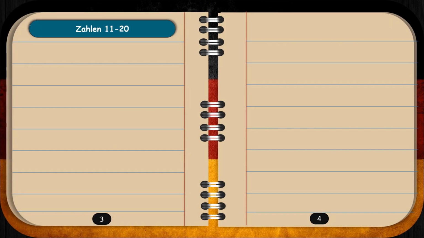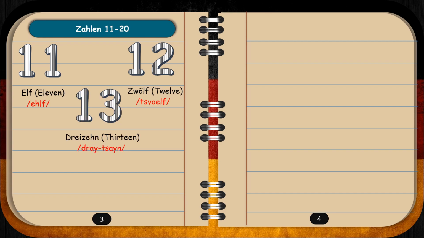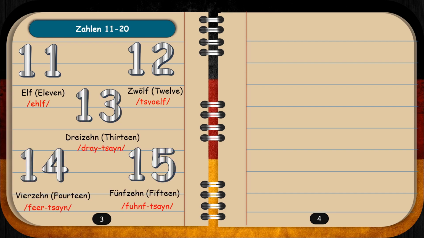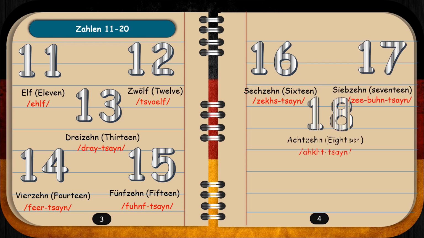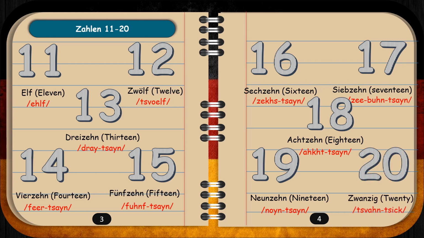Now, let's move on to numbers 11 to 20. In German, these numbers are a bit different. They start with Zahlen and add the units place. So listen and repeat after me once again. 11, 12, 13, 14, 15, 16, 17, 18, 19, 20.